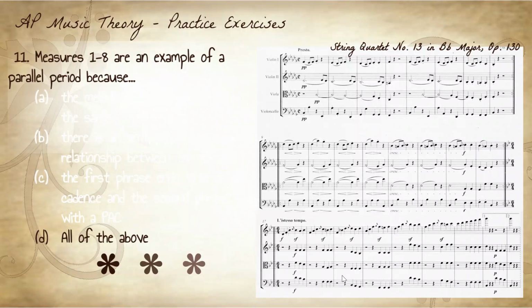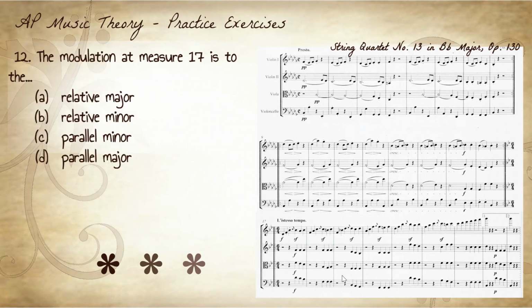Correct answer is D. Although you will rarely, if ever, see all of the above as an answer on an AP exam, it is important to note what elements constitute a parallel period. The melodies of each phrase begin the same, and there is an antecedent-consequent relationship between the phrases, characterized by a weaker cadence at the end of the antecedent and a stronger cadence at the end of the consequent.